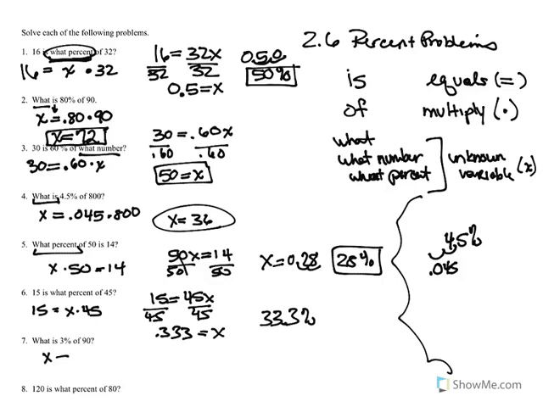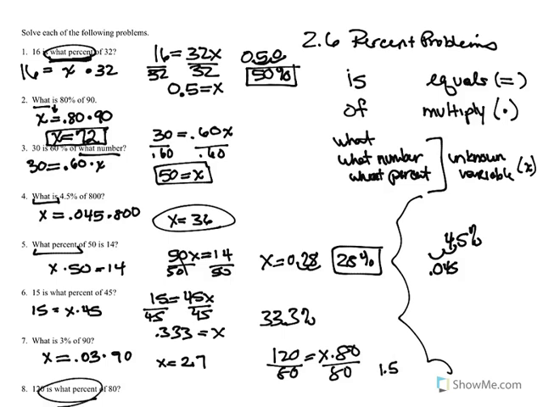What is 3%? What is 3% as a decimal? 0.03 times 90 is 2.7. Okay, and then the last one would be 120 is what percent of 80? So we would divide both sides by 80. That gives 1.5. So this is a percentage one, which means we would have to convert this into a percent, which would be 150%.